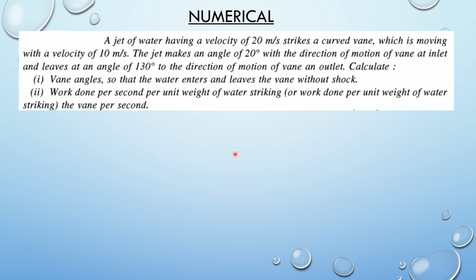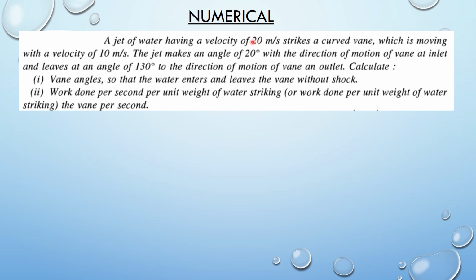Water having a velocity 20 meter per second strikes a curved vane which is moving with velocity 10 meter per second. Jet makes an angle of 20 degree with the direction of motion of vane at inlet and leaves at an angle of 130 with the direction of motion of vane at outlet. Calculate the vane angles so that water enters and leaves without shock, and work done per unit weight of the water striking per second. So here is a problem in which the velocity of the jet of water is given.